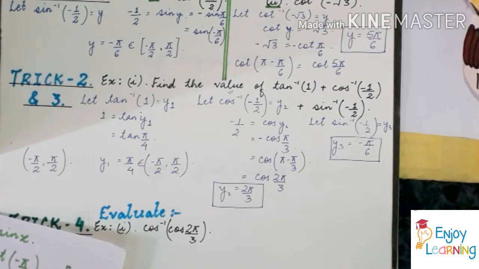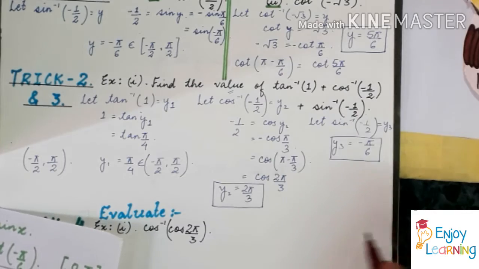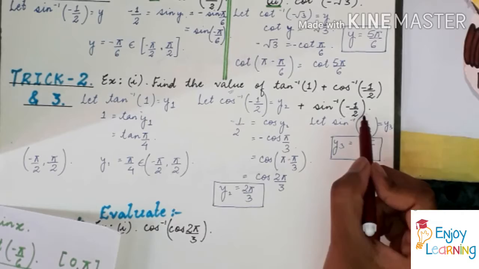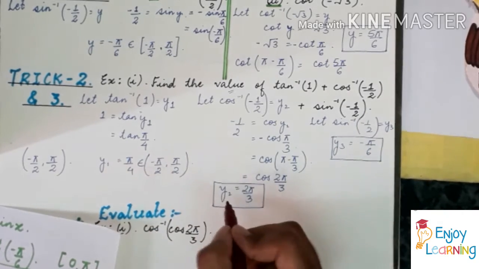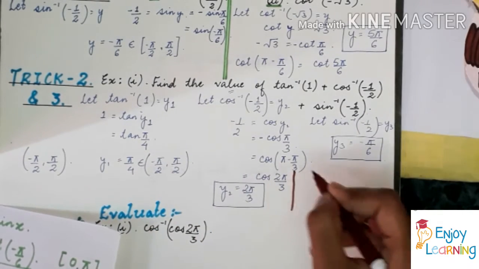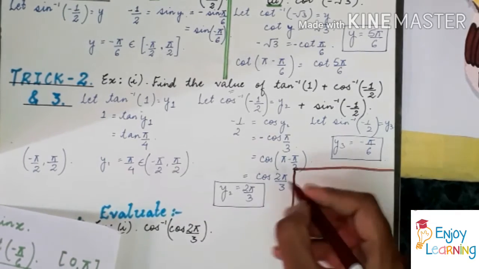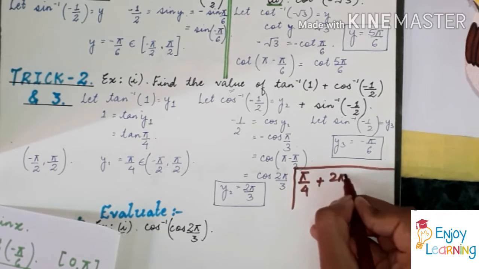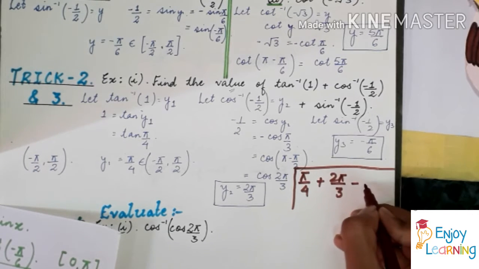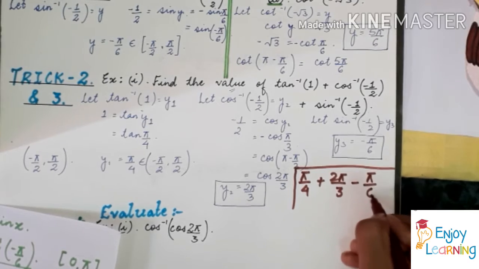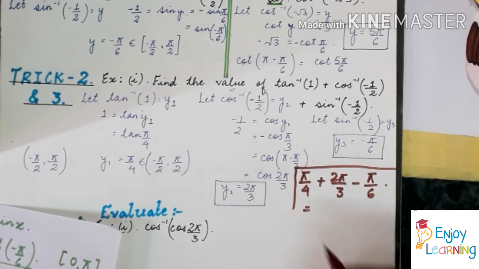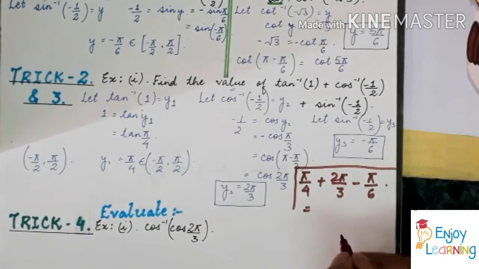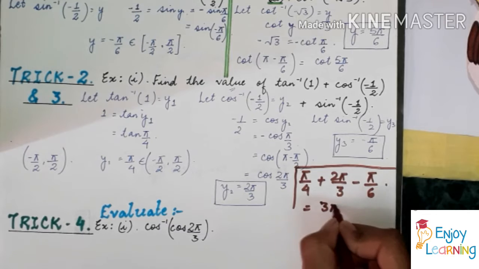What is given in the question? You have to add them up. Means this is y1, this is y2 and this is y3. So y1 plus y2 plus y3 is pi by 4 plus 2 pi by 3 minus pi by 6. Just solve it on your own. The value is 3 pi by 4.